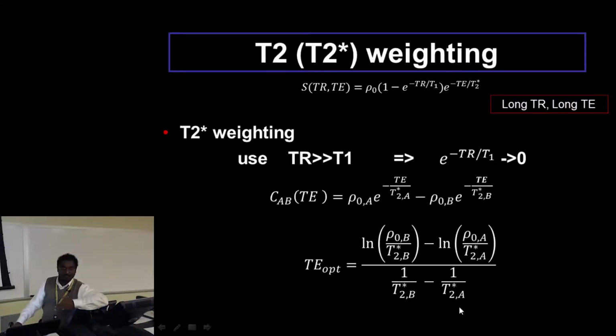This is similar to the setup that you had in the T1 part. Even there you see the exponentials, which is why this expression turns out to be similar. And even in this case, if you're looking at two tissues with similar spin densities and slightly different T2s, then your TE optimal should be equal to the shorter of the two T2s. Is that clear to everybody?